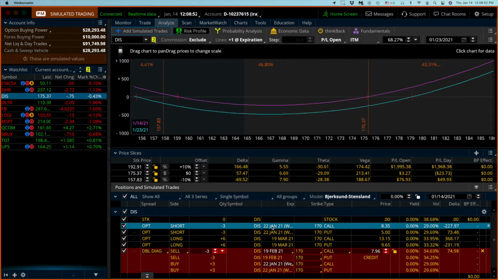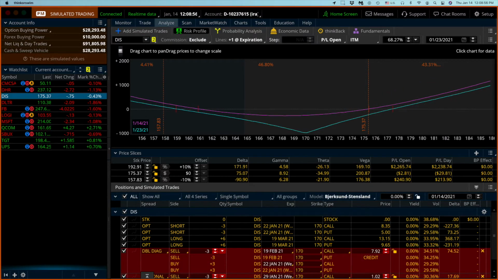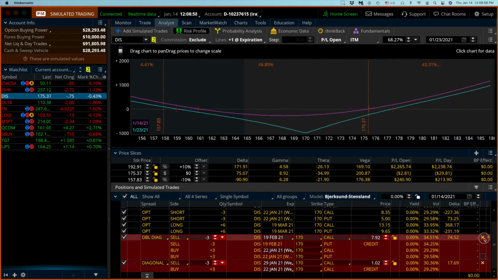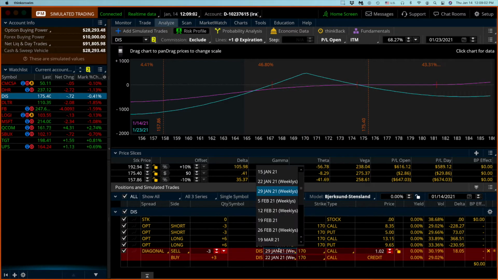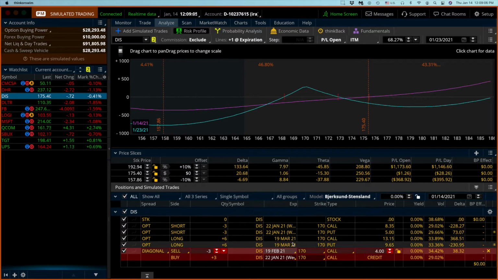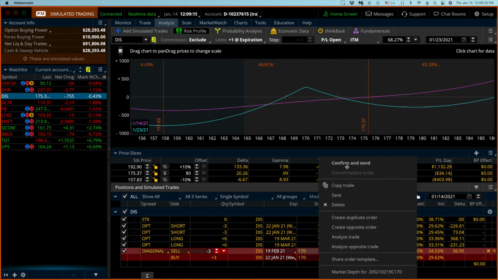If we did the call side only, to February the 19th. Yeah, that looks a little better. It's not so delta positive. I wanted a little delta positive, not a lot. Okay, so let's do that.